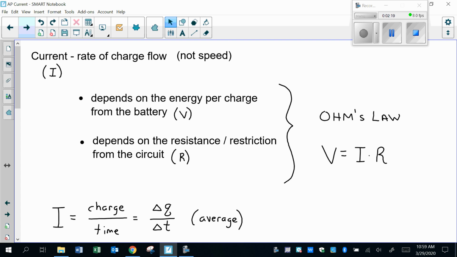Your flow is going to depend on the first bullet point there. It's going to depend on how hard you push, essentially. So what is the energy that you are giving to each charge? That's the definition of potential, which is joules per coulomb. How much energy is each charge going to receive? The other thing that is going to affect your flow rate is how much resistance the charges are encountering. If it's really easy for them to move and flow, you're going to have a high rate. And if for some reason it's difficult for them to move, it's going to be a low flow rate.